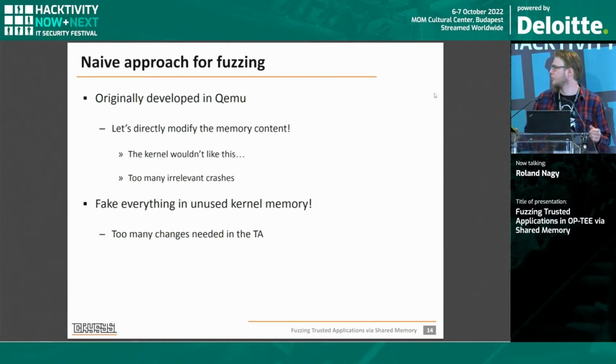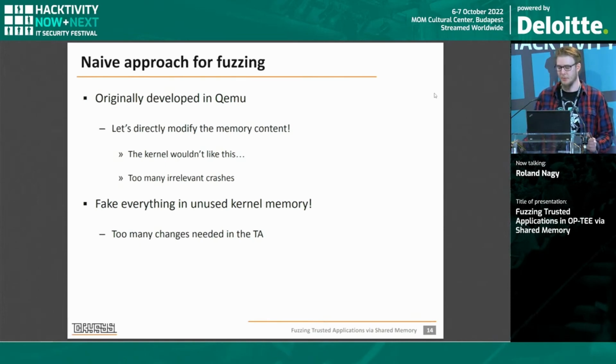In the image I showed you, it was about how we use input files, but our application doesn't take its input from files, but it reads its input directly from the memory. So the question is how we fuzz this kind of application. Well, we originally developed it in a QEMU-based environment, so we can quite easily manipulate its memory.